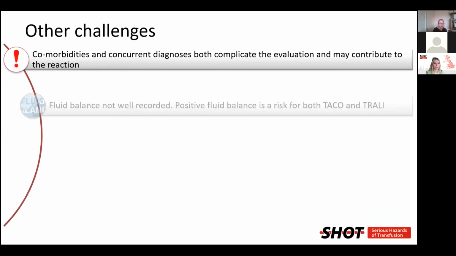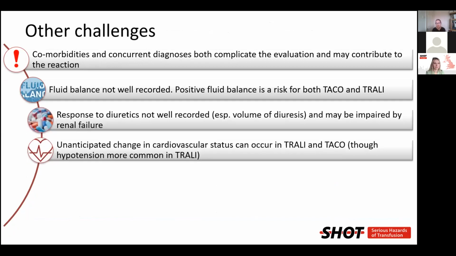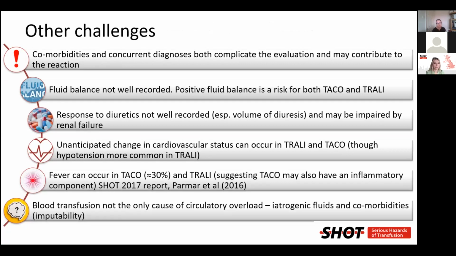And there are other challenges too. Comorbidities and concurrent diagnosis complicate the evaluation and may contribute to the reaction as well. That can be quite a complicated thing to untangle when we're trying to categorise the pulmonary complications. We also know very well that fluid balance is not well recorded, so we can't always rely on it. But we also know that positive fluid balance is a risk factor for both TACO and TRALI.